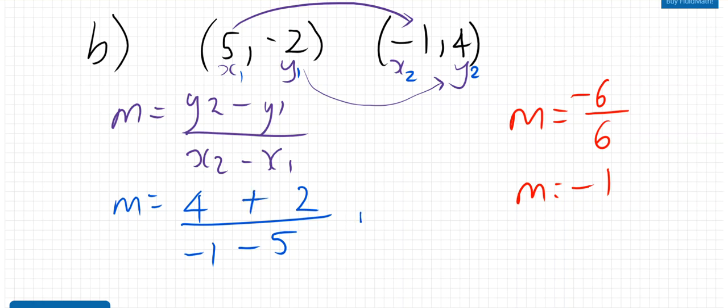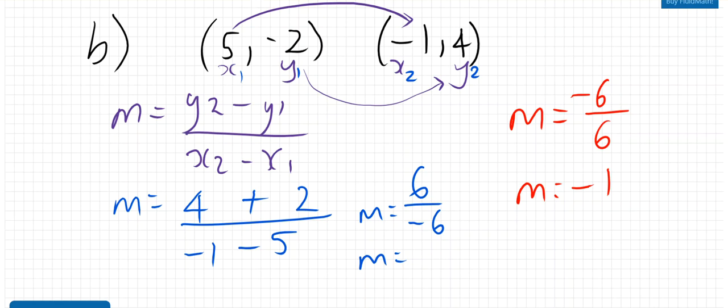And I'll just squeeze it over here. So m is equal to 4 plus 2 is 6. Divided by -1 minus 5 is a -6. So we have ended up with the same thing, just the other way around, because we put our y values on top.